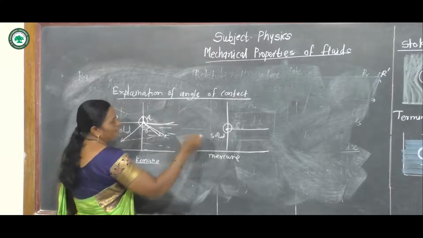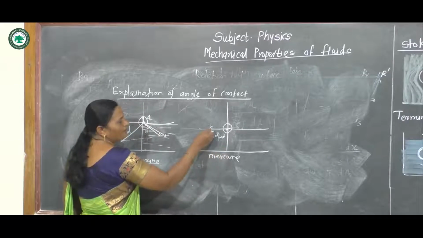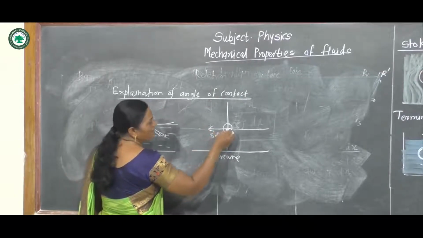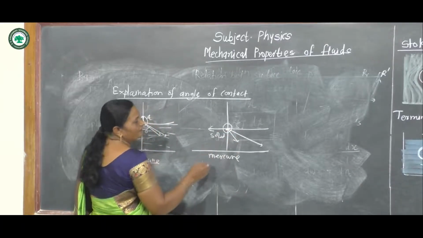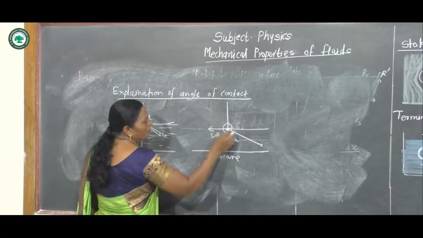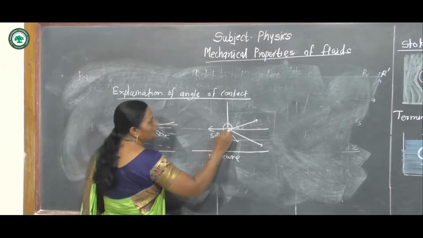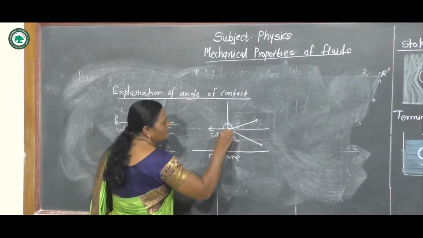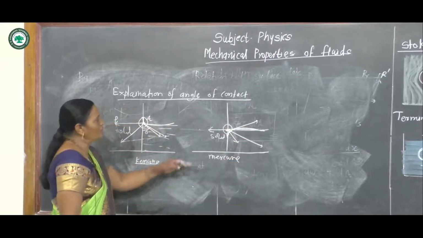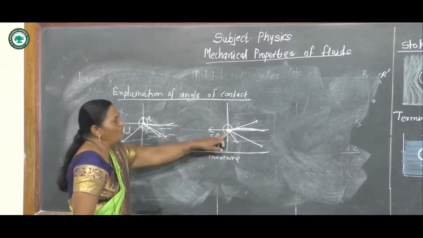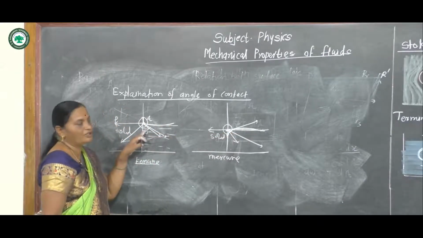In this case, the cohesive force in mercury is less than the adhesive force. Again, the resultant is in the liquid, and suppose we draw the 90 degree resultant here, and this molecule skips in the downward direction. This is the convex surface.